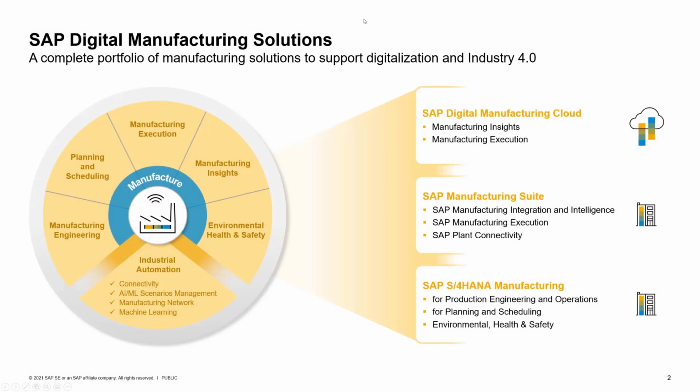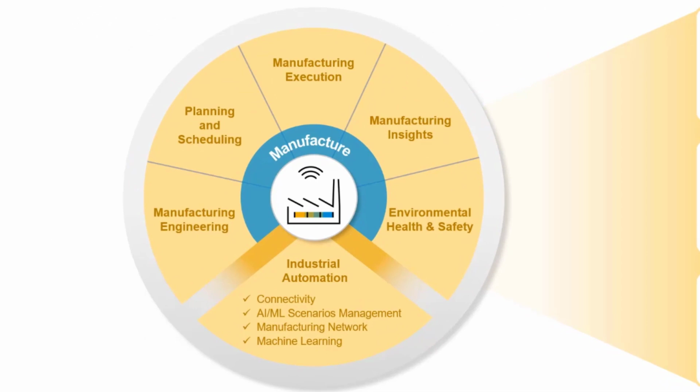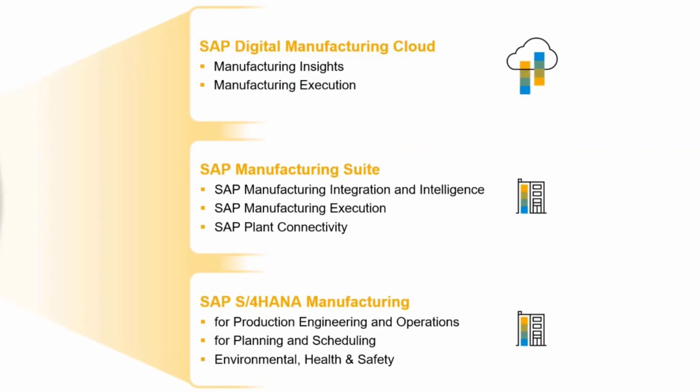First, I'd like to go over some of our digital manufacturing solutions. As you know, SAP has solutions end-to-end in the digital supply chain, everything from engineering to planning and scheduling through the execution phase, and even environmental health and safety solutions. We have a new solution portfolio called the SAP Digital Manufacturing Cloud, and there are two pieces to that.